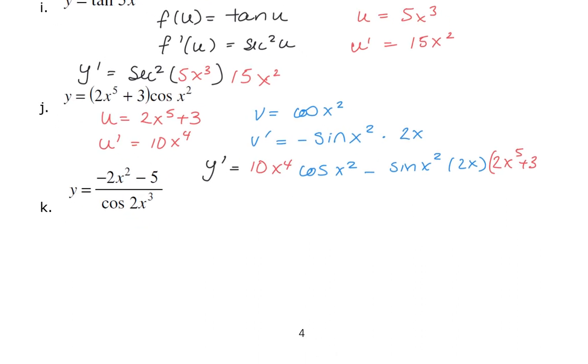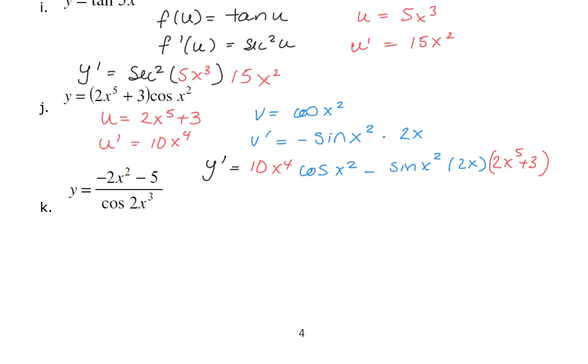Now I do want to mention that you should make sure that you put on some parentheses here, because if you don't, you're saying you have 2x multiplied by 2x to the fifth, and then you're going to add 3 to your final answer, which is not the same thing as when you have parentheses around it. So please note the parentheses.